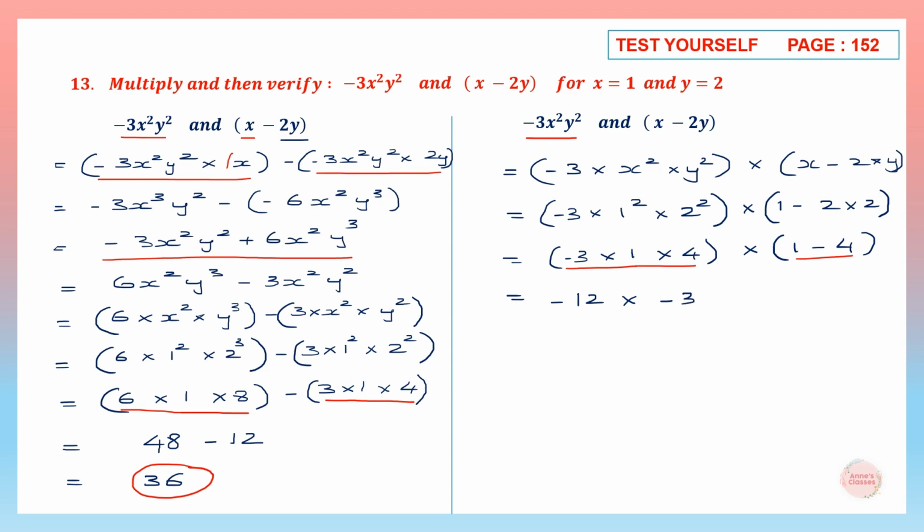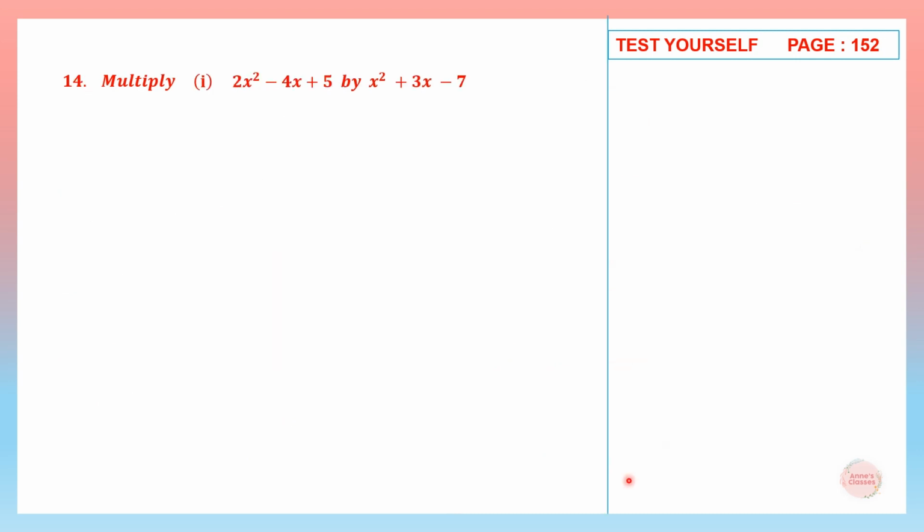So now we have minus 12 into minus 3. Minus into minus is plus, 12 threes are 36. So when we substituted directly, we got 36. And when we did it the other way by first multiplying these and then substituting also, we got 36. That means we have verified that this is true. So now we can say hence verified.